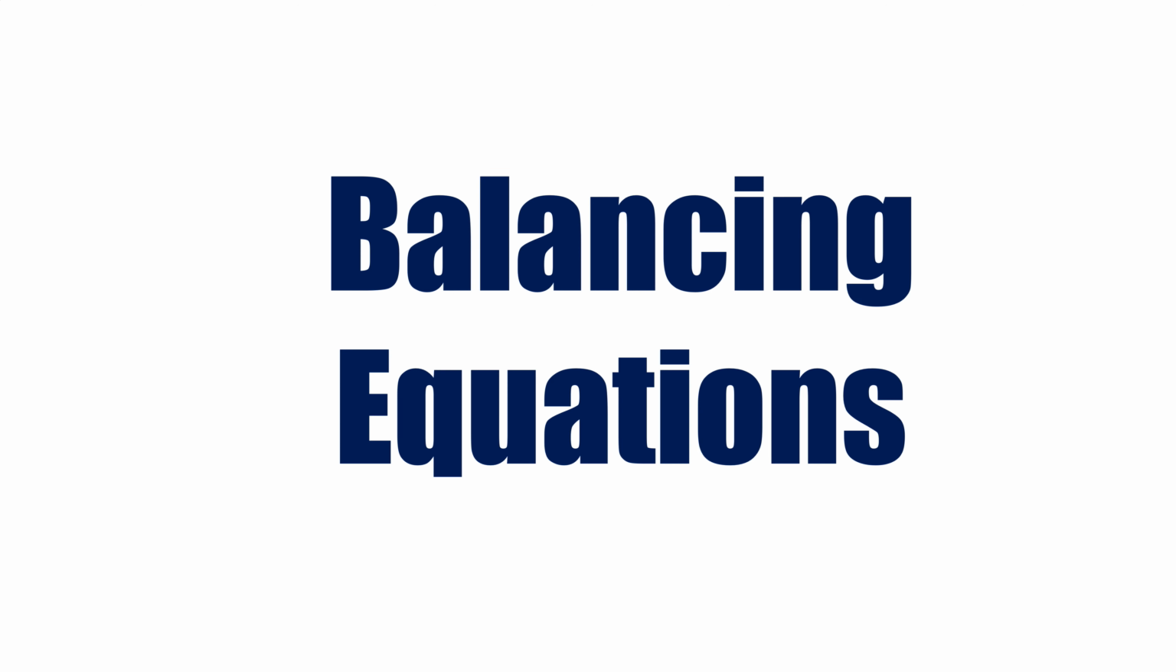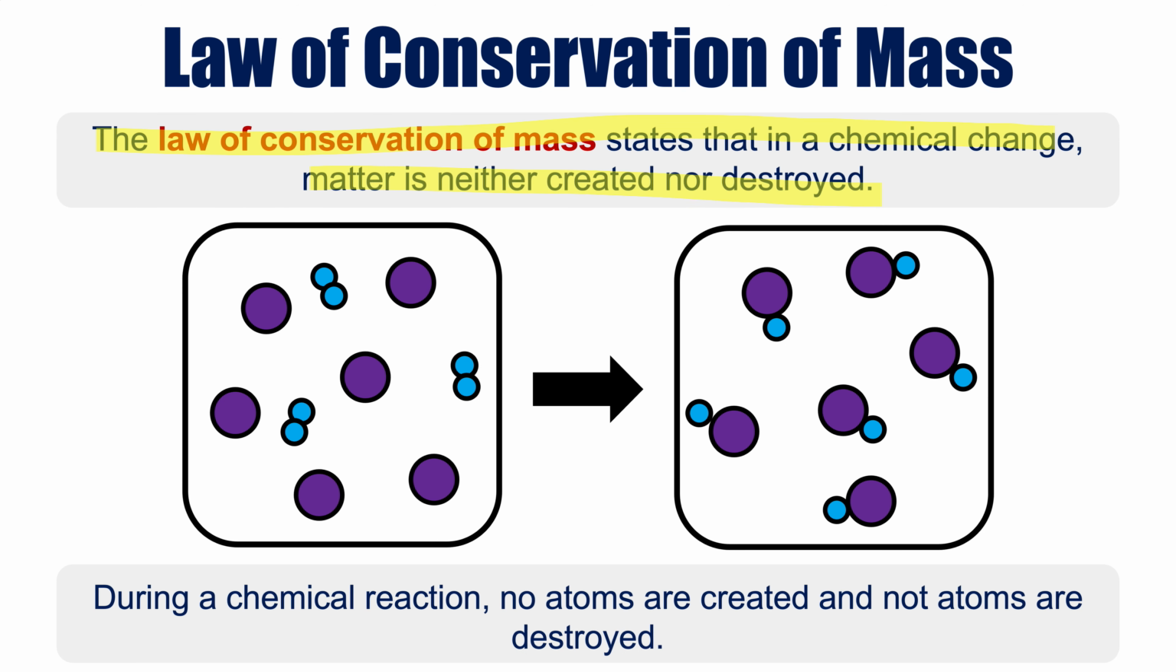Now we need to look at how to balance equations to make sure that they follow the law of conservation of mass. According to the law of conservation of mass, no matter is created nor destroyed during the course of a chemical reaction. What's simply happening is the bonds of the reactants are broken, the atoms are being rearranged, and new bonds are being formed in order to create the products. So no atoms are created, no atoms are destroyed, they're simply being rearranged to transform the reactants into the products.